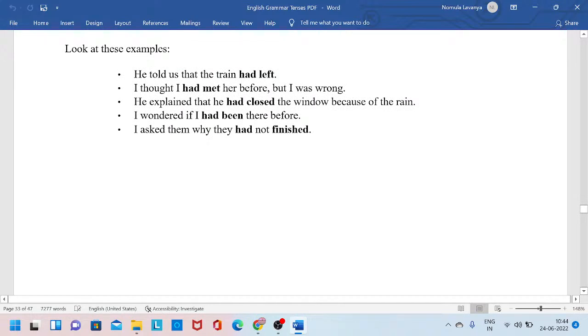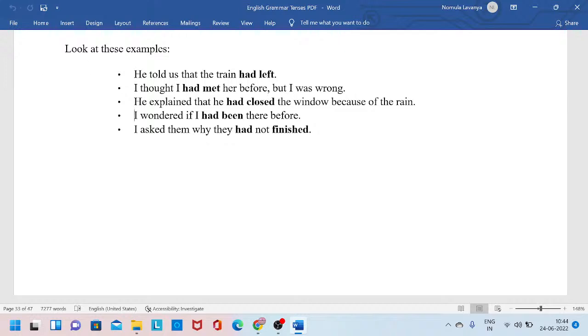He told us that the train had left. I thought I had met her before, but I was wrong. He explained that he had closed the window because of the rain. I wondered if I had been there before. I asked them why they had not finished.